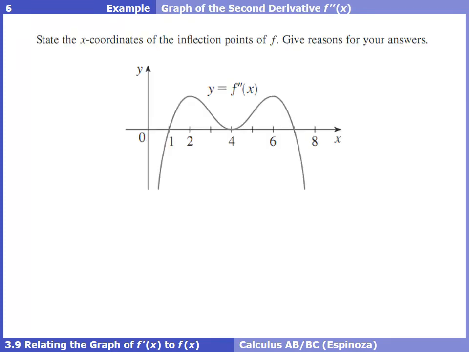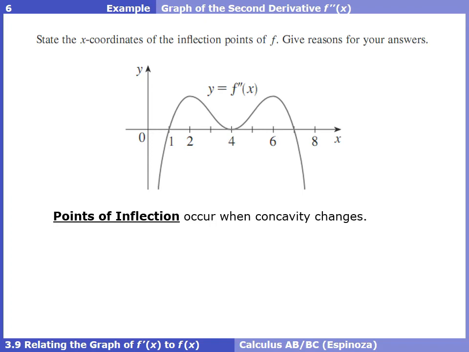The last thing we have to talk about in this lesson is actually graphs of second derivatives. From time to time you'll run across these, or you'll find that graphing a second derivative can be more helpful than looking at the graph of a first derivative, possibly. But in this first example, we have the graph of a second derivative, and I want to find the x-coordinates for inflection points. If you think back to when we first learned about this in 3.4, points of inflection occur where concavity changes.